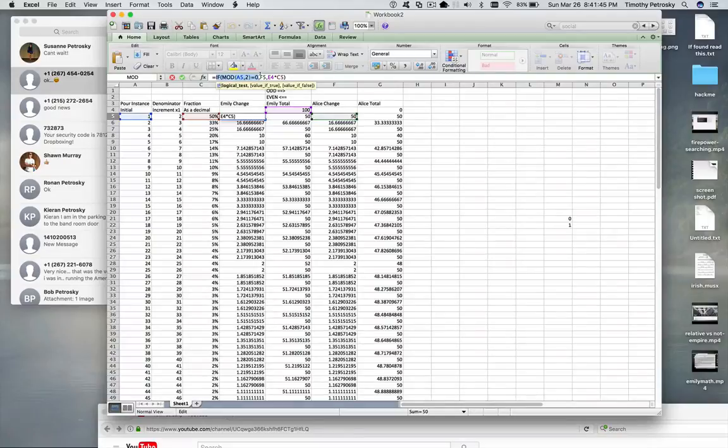Okay? If it is, then do this. If it's not, then do this. So that's all that's doing. You can ignore that and just understand it's checking to see if it's an even line.